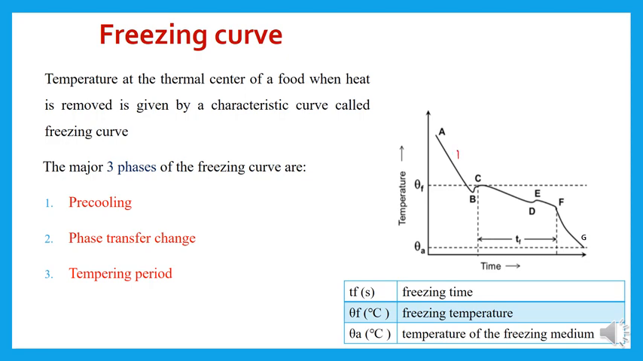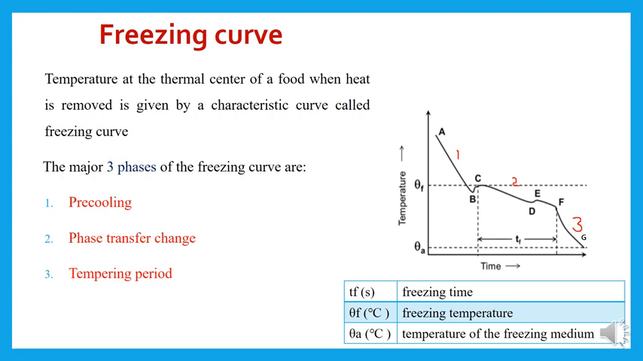A to B is section 1, C to D is the phase transfer stage, that is section 2, and F to G is the phase transfer tempering period, that is section 3. So we can divide the graph into three: pre-cooling, phase transfer stage, and tempering period. These are the three stages in the freezing process. The first process is pre-cooling, that is removal of sensible heat to lower the temperature of food to the freezing point. So theta F is the freezing temperature or freezing point.